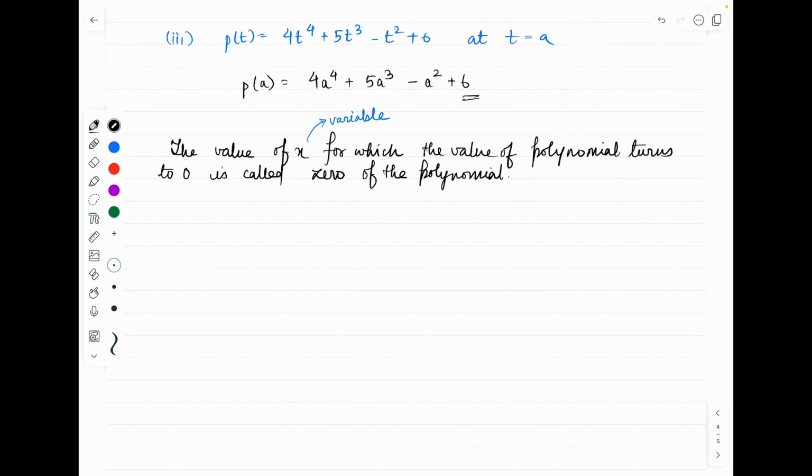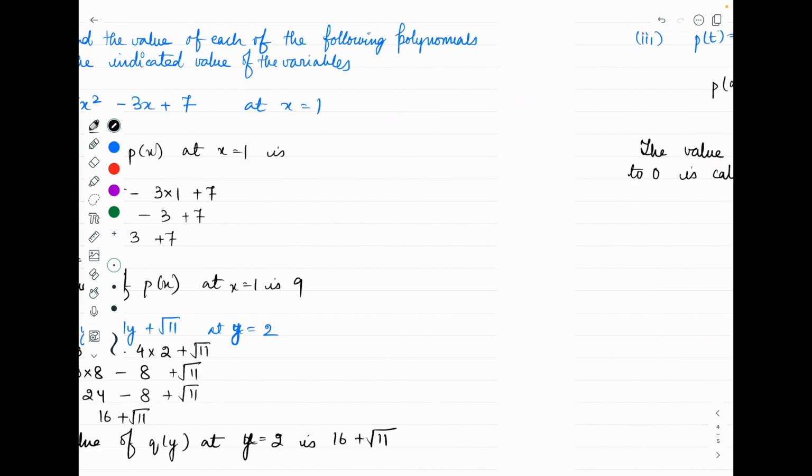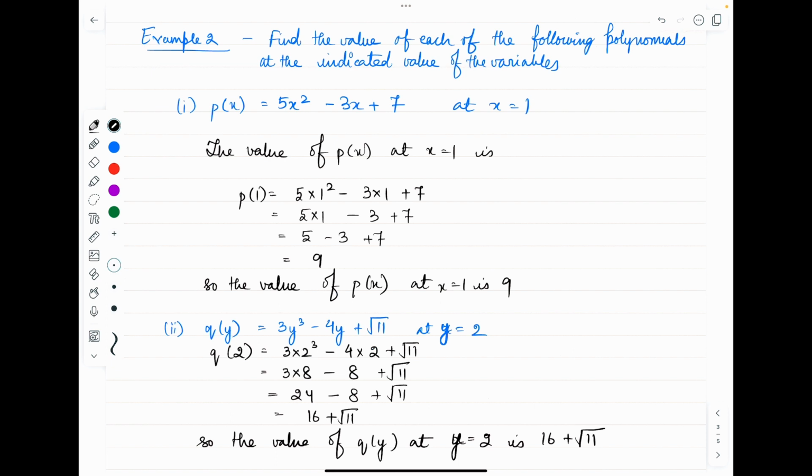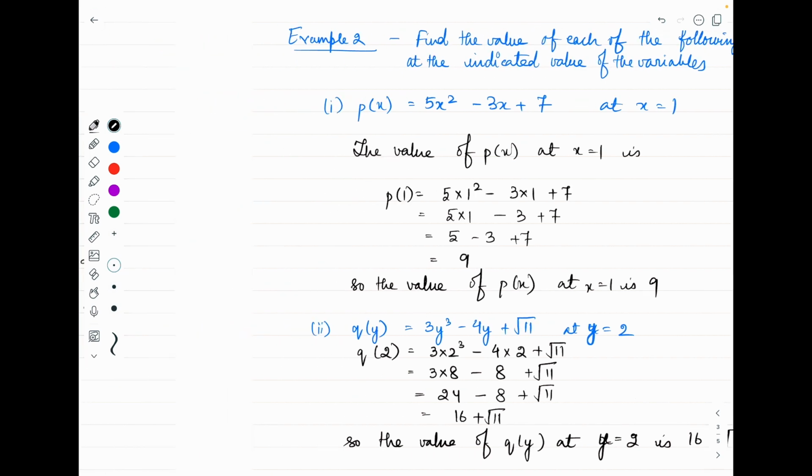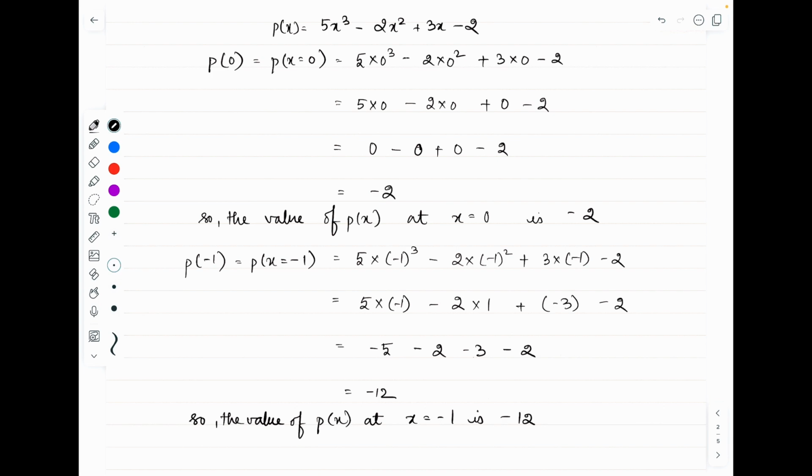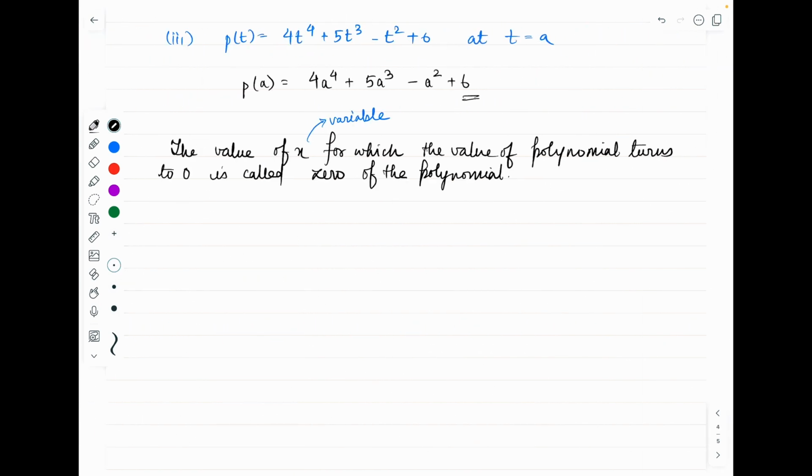At what value of the variable will the polynomial's value turn to 0? Here we put 2, but we got the value 16 plus root 11, so this is not a zero of the polynomial. Here we put 1, and the answer came as 9, so this is not a zero of the polynomial. Okay, let me take an example. Let me take a polynomial.